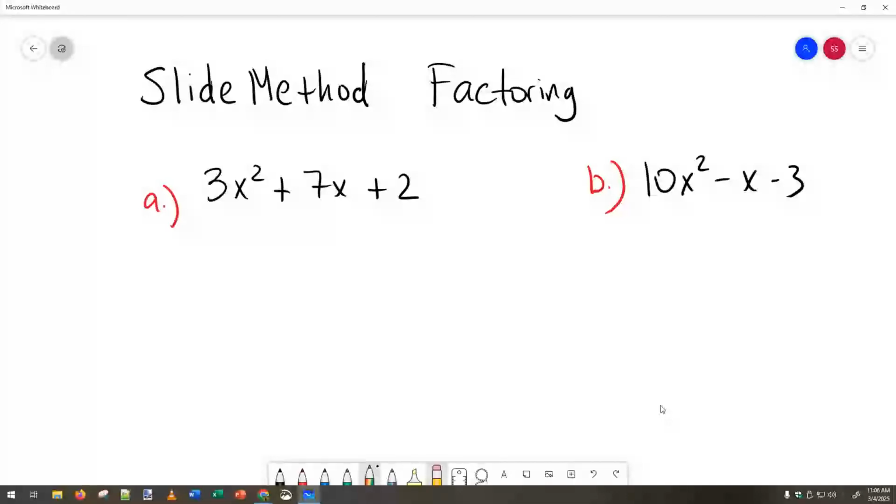So here's a cool technique for factoring quadratics that a student of mine taught me about 10 years ago.